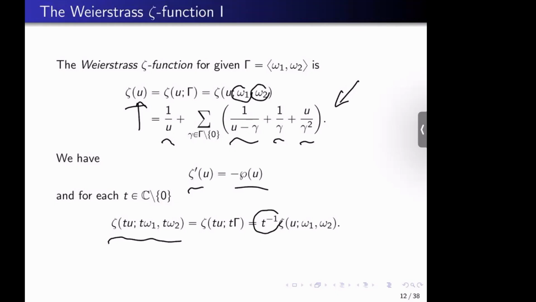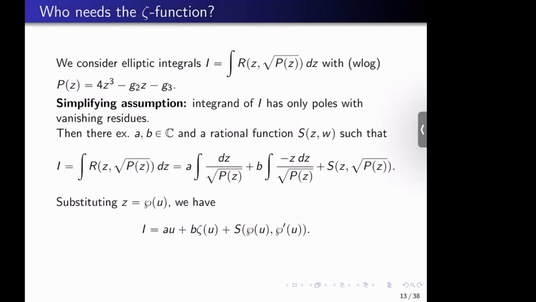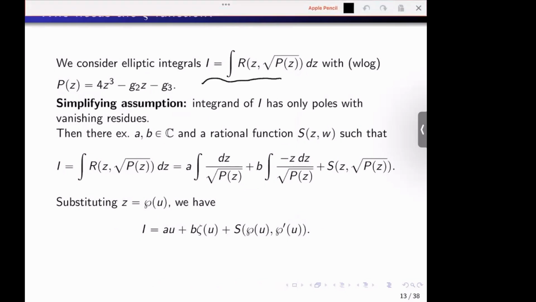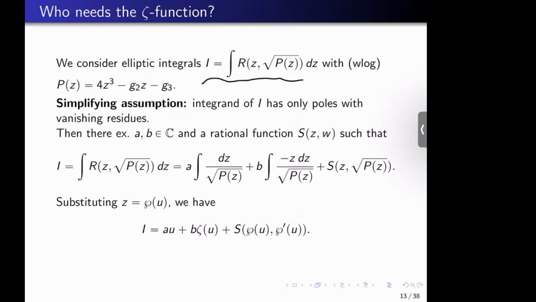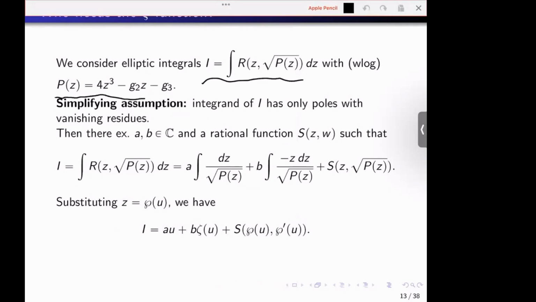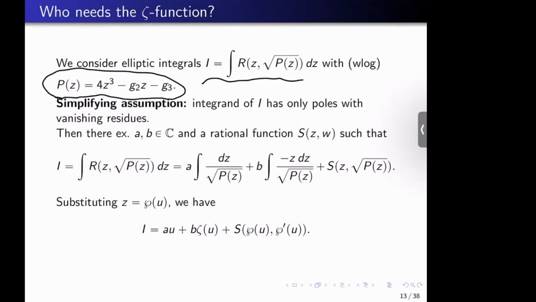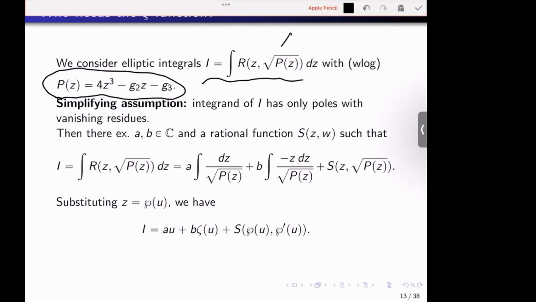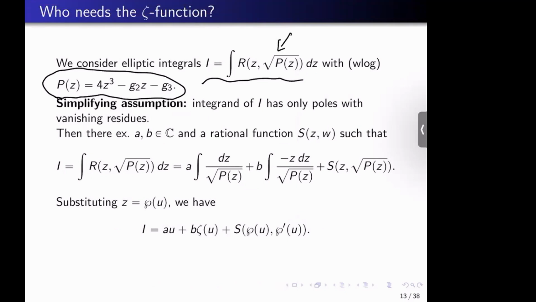So what's the point of this Weierstrass zeta function? Who needs the function? Well, this function actually appeared in Weierstrass's systematic theory of elliptic integrals. So let me just tell you one fact that is somehow related to it. Namely, if we have an elliptic integral here of this kind, where we can assume that this polynomial has this cubic form, then we want to somehow write this as a function of certain basic elliptic integrals.